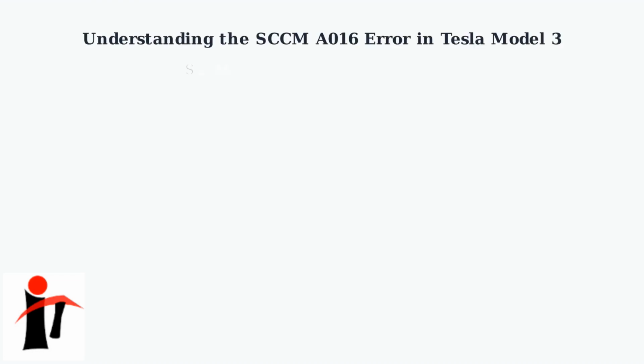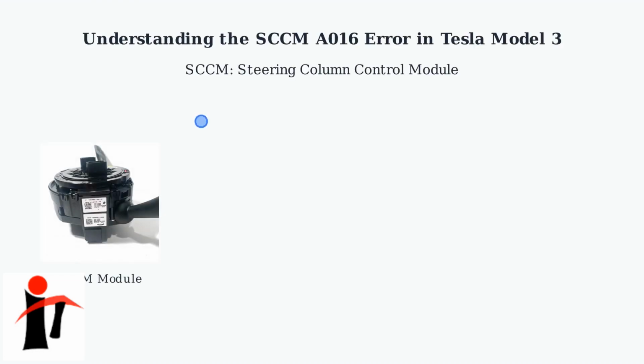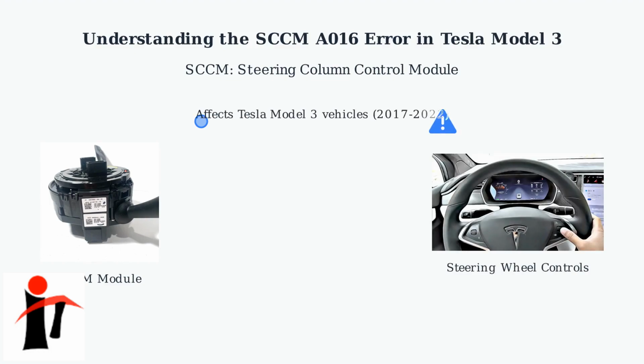The SCCM, or Steering Column Control Module, is a critical component in Tesla Model 3 vehicles built between 2017 and 2022. This module handles inputs from the steering wheel, including the horn, turn signals, and autopilot controls. When an A16 hardware error occurs, it indicates a fault in this module, leading to intermittent failures of steering wheel functions and dashboard warning messages.